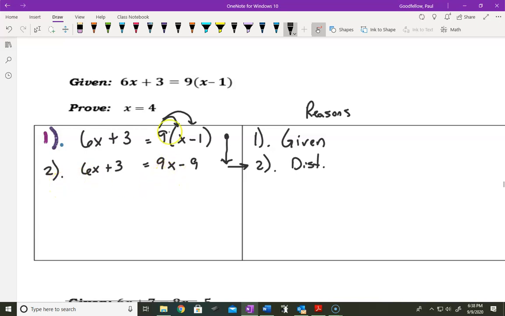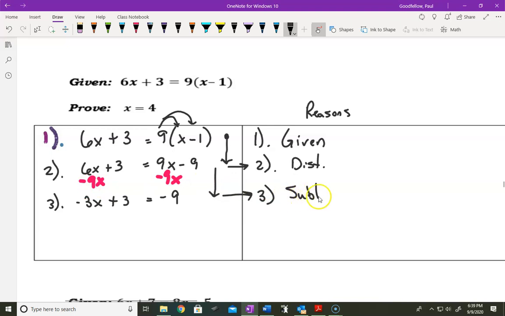Now, ultimately, in algebra, we probably learned that you should move your x's to the same side. So I'm going to move 9x over to the other side, and I'd put in line number 3 the result of that movement, which would be negative 3x plus 3 would equal negative 9. What property pushed it from there to there? Well, I moved it by subtraction. That's the subtraction property of equality. Okay? So you explain each individual step.